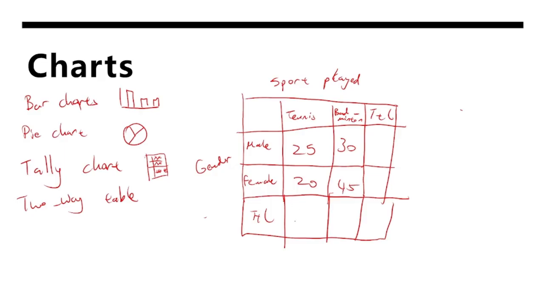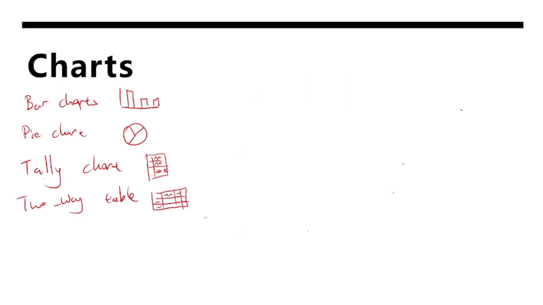So the total tennis players would be 45, total badminton players would be 75, total male players would be 55, and total female players would be 65. So the total sample number would be 75 plus 45 or 55 plus 65, which is both 120. A two-way table is mostly used when there are two variables, for example here gender and sport played. Now pictogram.